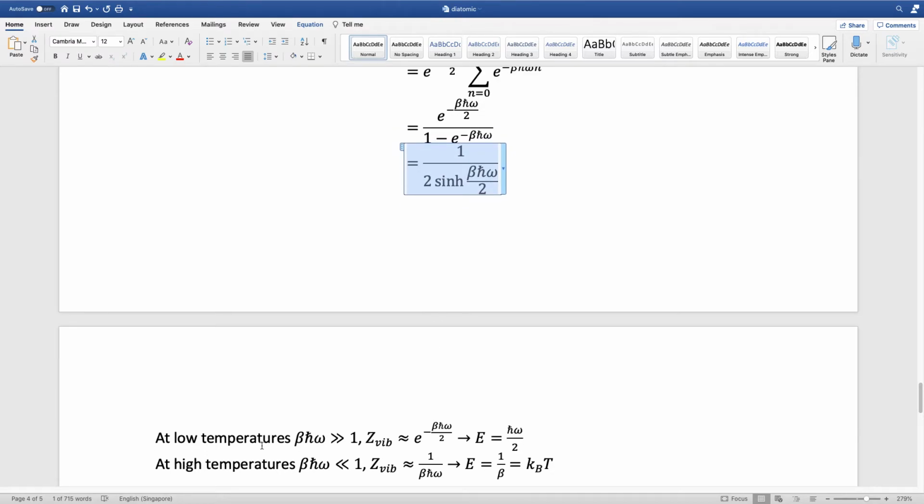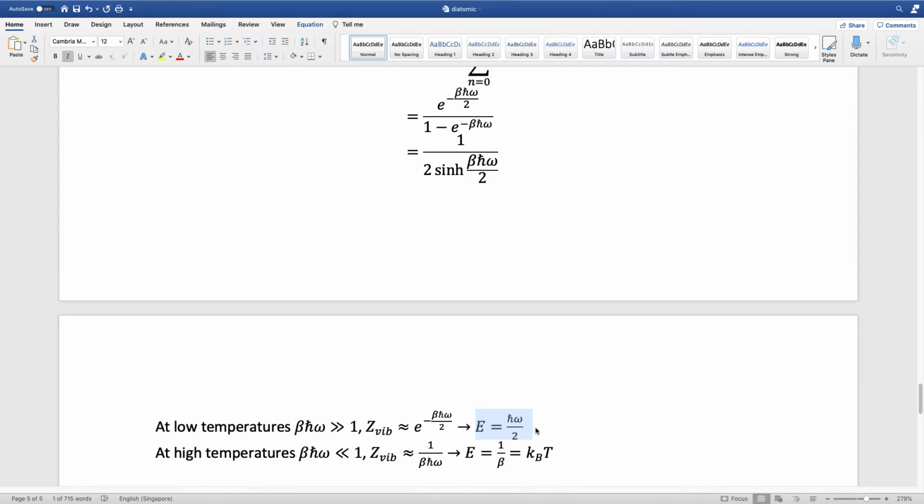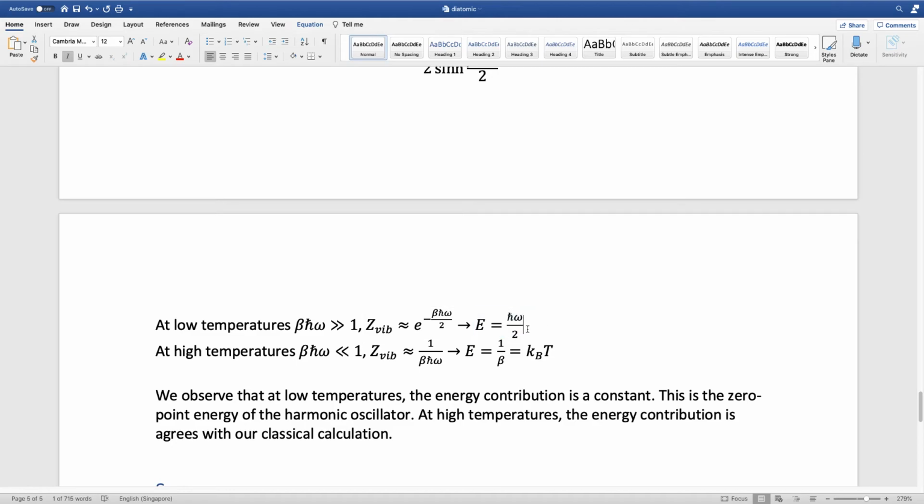So we will notice two things. At low temperatures, in this limit, the denominator here vanishes, and we get that the partition function is approximately equal to just the numerator. We evaluate the partial derivatives and we get that the energy is h bar omega over 2. This is just a constant addition to the average energy, so if we take the derivative, the heat capacity would not change. The derivative of E with respect to temperature is 0. This is also known as the zero-point energy of the harmonic oscillator.